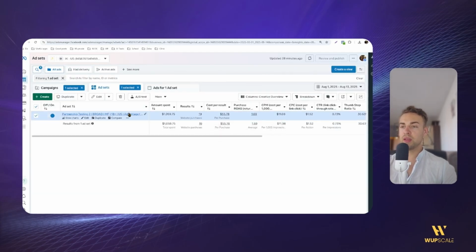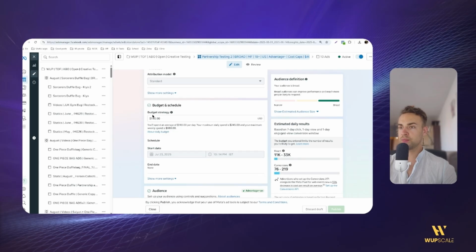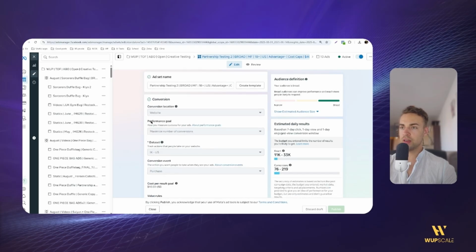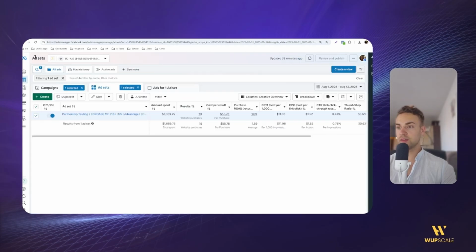Usually in my campaigns, I use an ABO setup. So you just need to make sure you're inside the ad set level, and then you go edit, and then you just scroll down. Here under the conversion part, you have the data set, the conversion event, and then you have the cost per result goal. And here is where you can set it up. Currently, I have it set at $40. And it's easy as that.